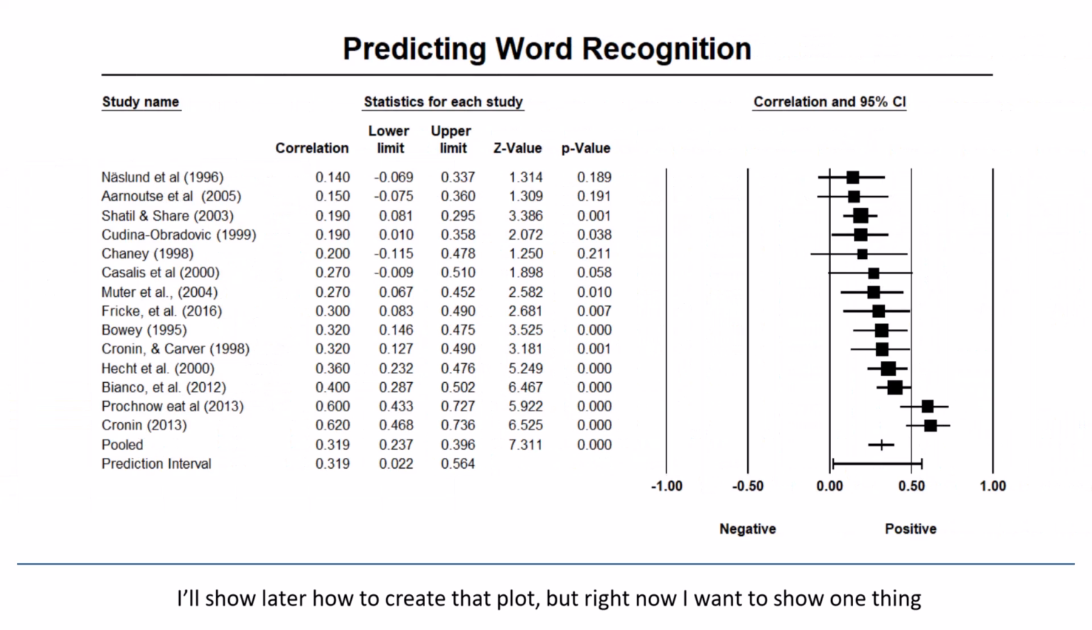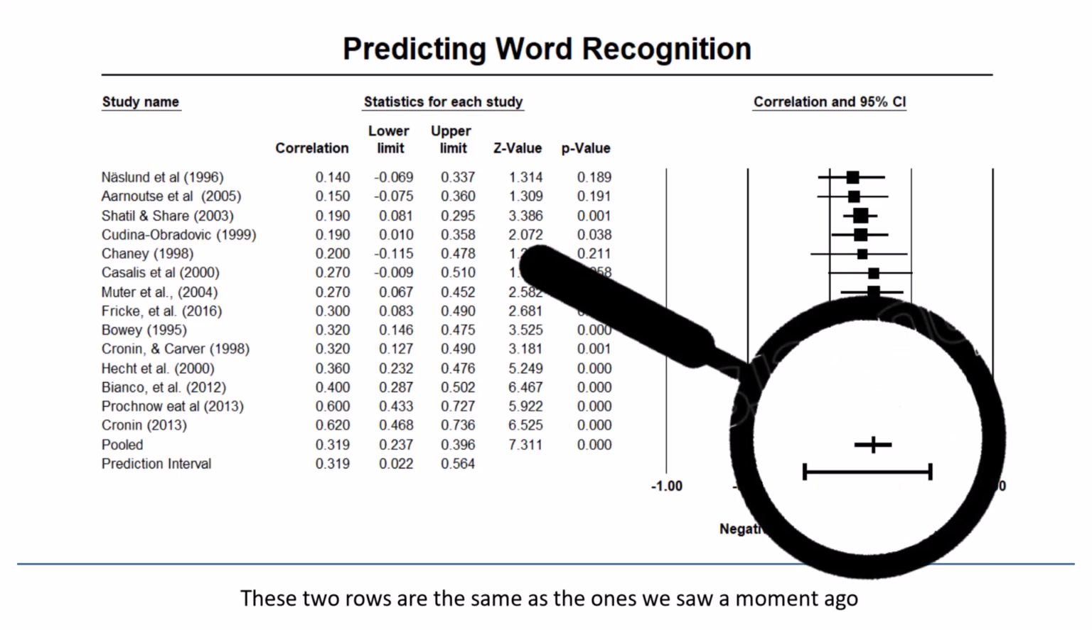These 2 rows are the same as the ones we saw a moment ago. This row displays the mean effect size and its confidence interval. Here, the confidence interval is displayed using a horizontal line, as it was in the prior plot, and we can also display it using a diamond, which is a common convention. However, whether we use a line or a diamond, the meaning is the same. The line or diamond represents the confidence interval. It tells us how precisely we've estimated the mean. It says nothing about the dispersion in effects.